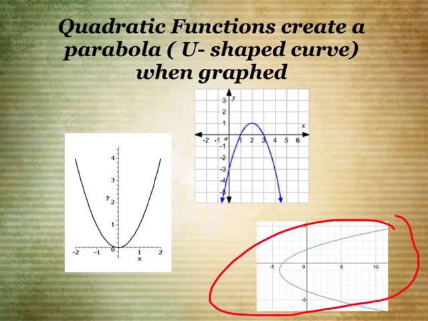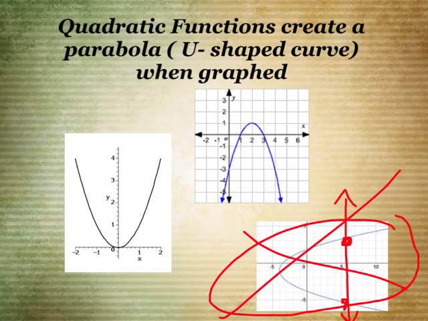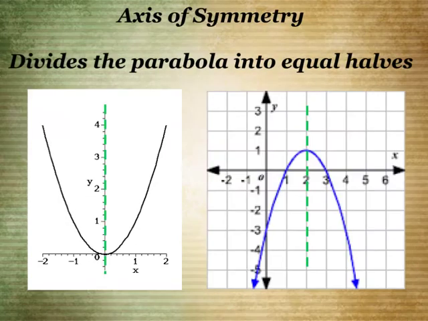Now, this is not a function. Remember, if something's a function, it would pass the vertical line test, which means you could draw a vertical line through it, and it would only cross the graph once. Here, it crosses 1 time, 2 times. So this one is not a function, so we will not be dealing with graphs that open to the right or the left. We will only be looking at functions that open up or open down.